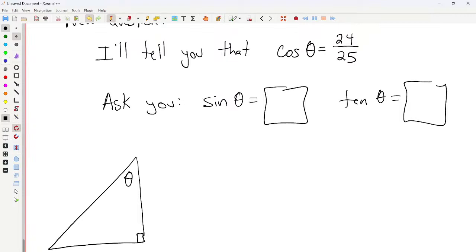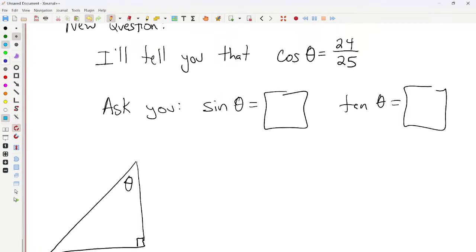Next, cosine. That ratio tells me adjacent must be 24 and hypotenuse must be 25. All right, I think I almost gave it away at this point. This is more than a giveaway. Find now the sine and tangent.